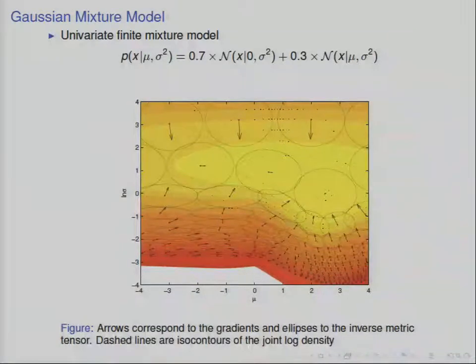And so this is the posterior distribution over mu and log sigma for this mixture model. And what I've shown here are the gradients, and the sort of ellipses represent the region of influence, if you will, of the inverse of the metric tensor. So one of the things that you can see is that in this part of the space you've got these very, very large gradients, and then in this part of the space here you've got these very small gradients. You've got this big plateau.